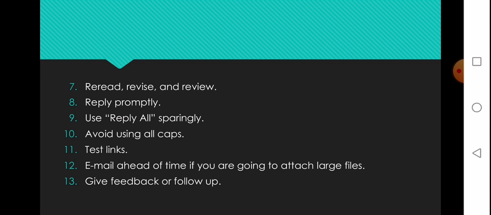Eleventh, test links. If you include a link, test it, make sure it is complete. Twelfth, email ahead of time if you are going to attach large files. Thirteenth, give feedback or follow up. If you don't get a response in 24 hours, email or call. Spam filters may have intercepted your message, so your recipient may never have received it.